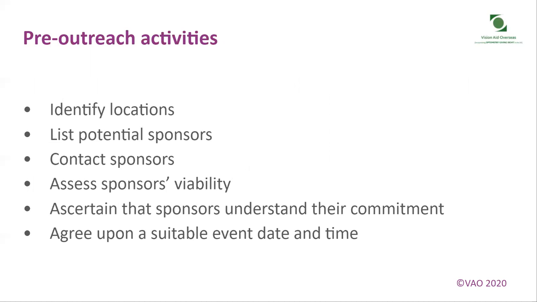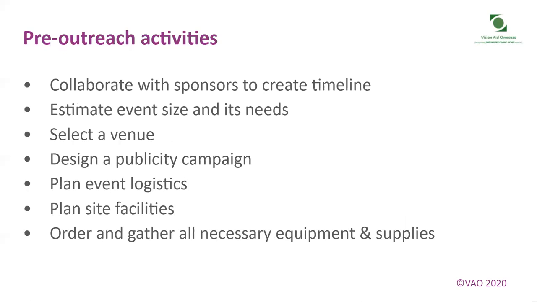Pre-outreach activities. A pre-outreach activity checklist ensures that every task is completed for every outreach. Identify target locations, list potential sponsors, contact sponsors, assess sponsors' viability, ascertain that sponsors understand their commitment, and agree upon a suitable event date and time. Collaborate with sponsors to create a planning timeline. Estimate event size and its corresponding needs.